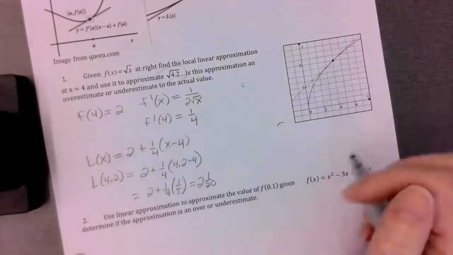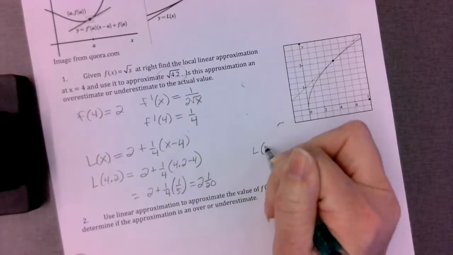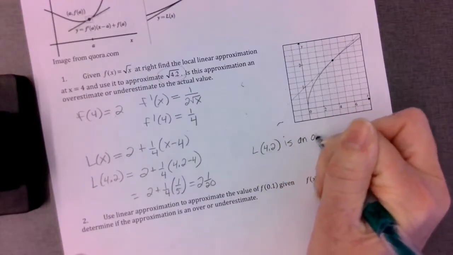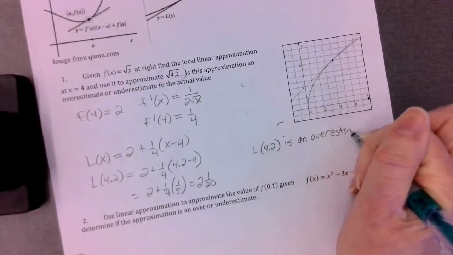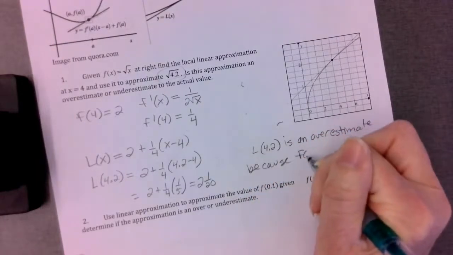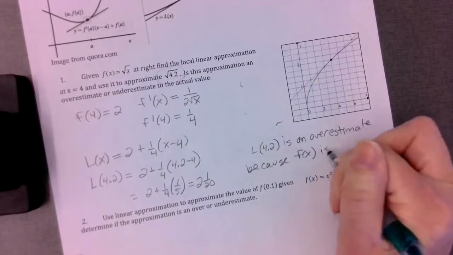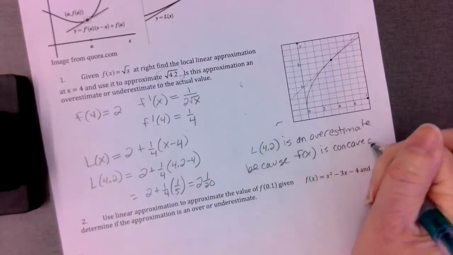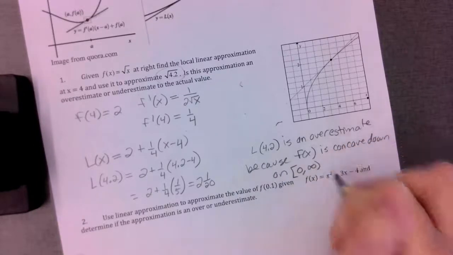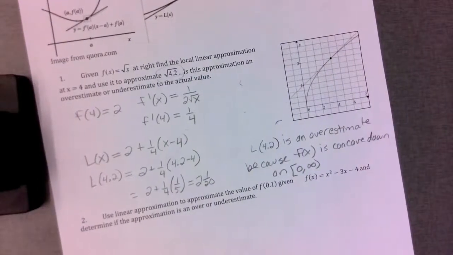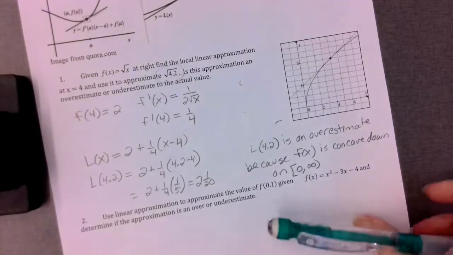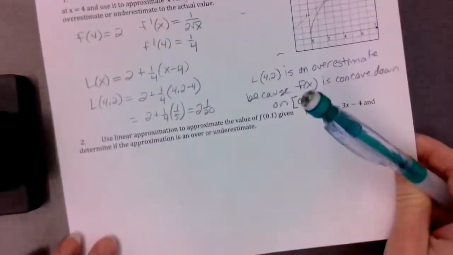Then the approximation, I'm going to say L at 4.2 is an overestimate because the function f of x is concave down on 0 to infinity. So because my curve is concave down, that means the tangent line is above, so we have an overestimate for our approximation.